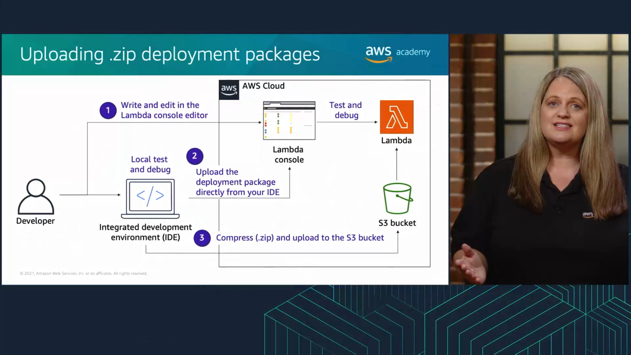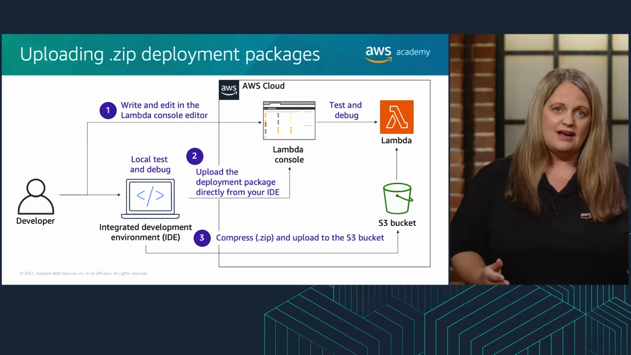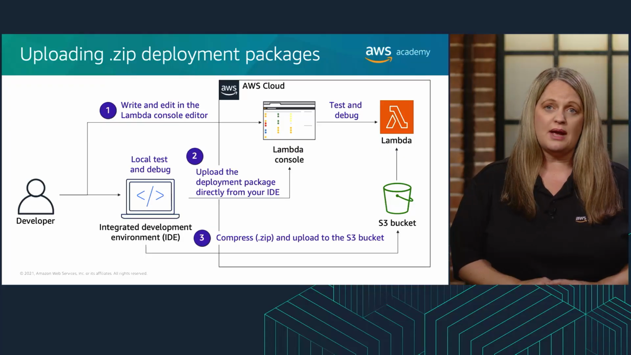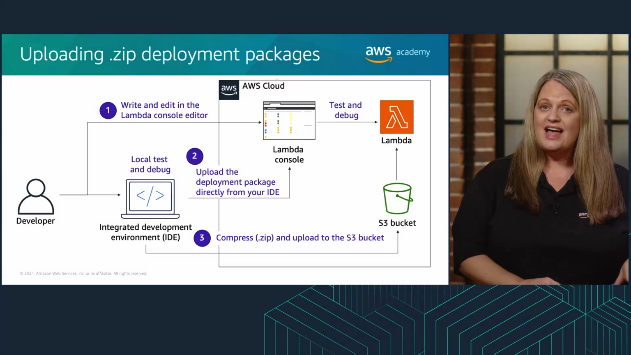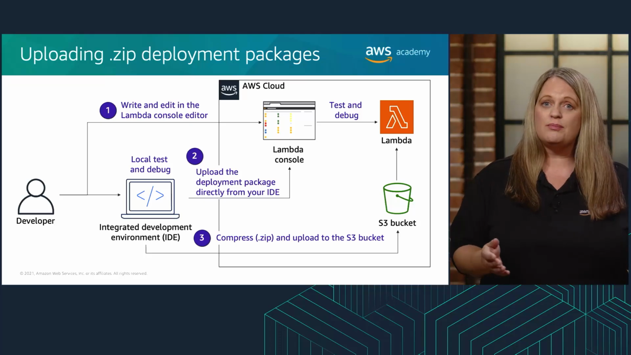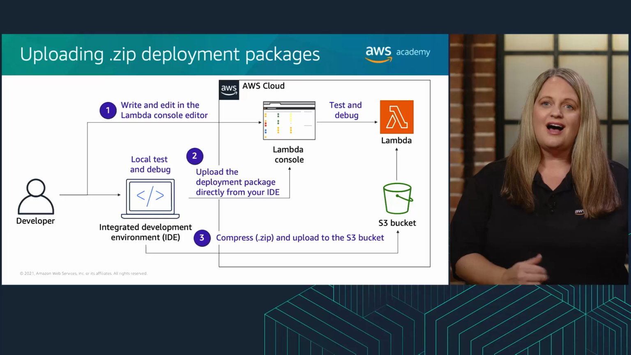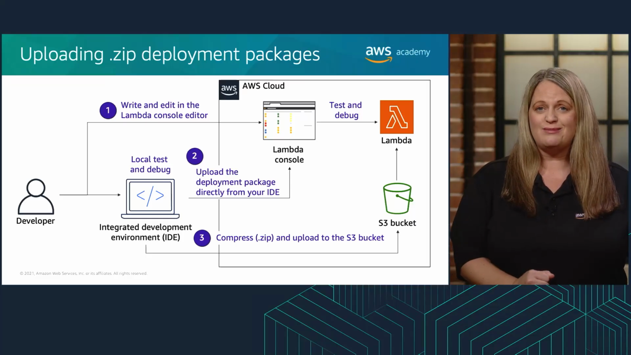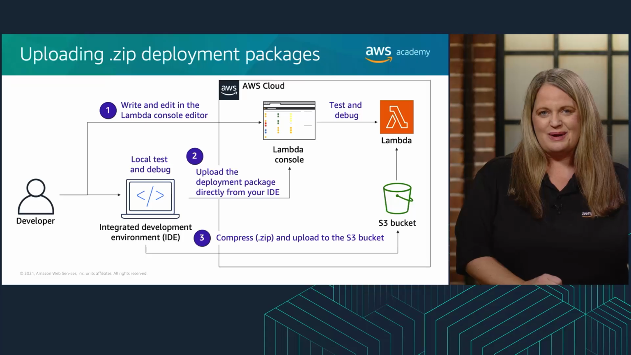The second option is to upload the deployment package directly from your IDE. In most scenarios where your code requires custom libraries, you can create your deployment package in your IDE. Then you can upload it through the Lambda console. The third option is to compress and upload to an S3 bucket and provide the S3 bucket, object key, and optional version for the object. Lambda will load your code directly from Amazon S3.